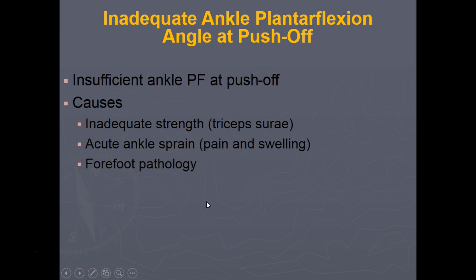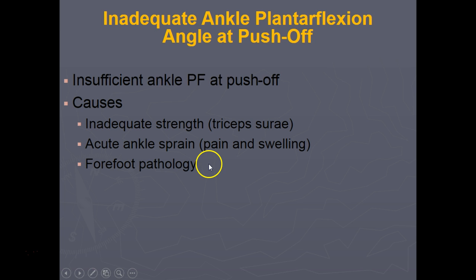I think we have 3 more pathologies. Another one is an inadequate ankle plantar flexion angle. In other words, there's a decrease in ankle plantar flexion at push-off, right? That's when we're getting ready to move from stance into swing. And this idea that we need to be able to propel or push off is very important. The biggest cause of this is honestly decreased strength in the triceps surae. However, it also has been linked to an acute ankle sprain.